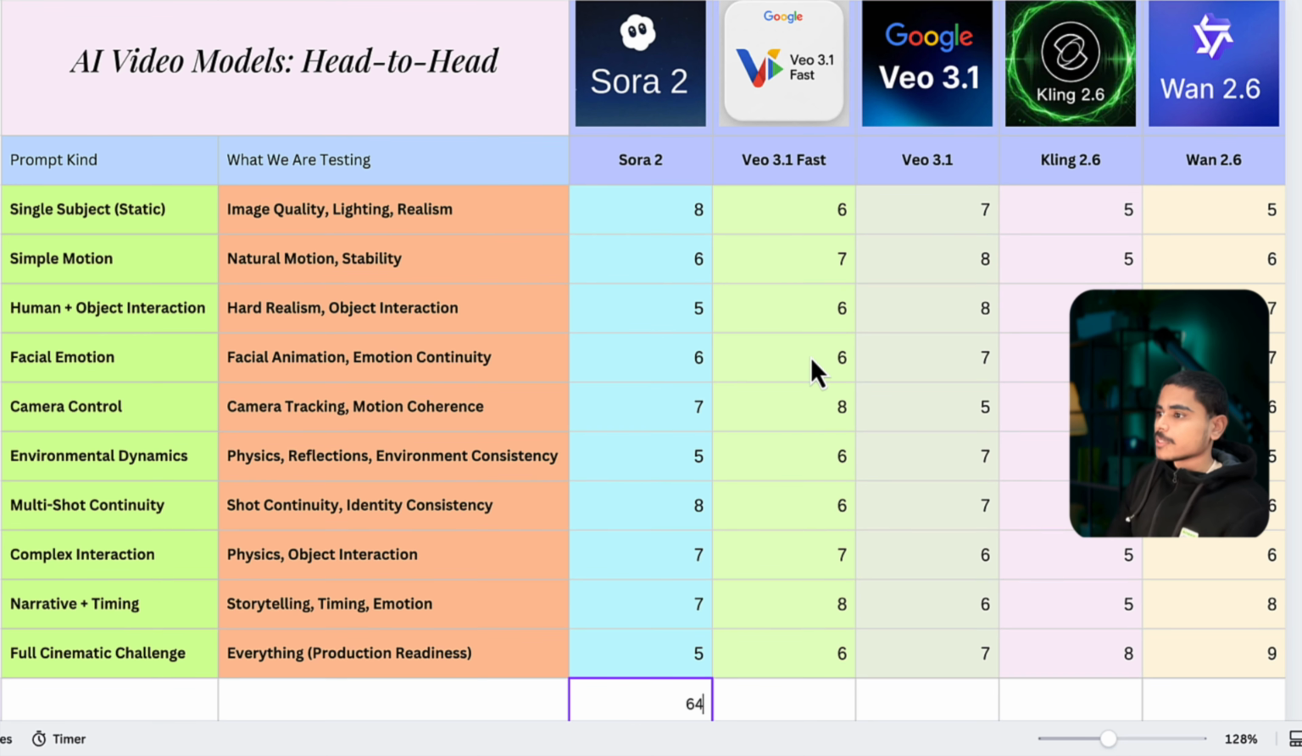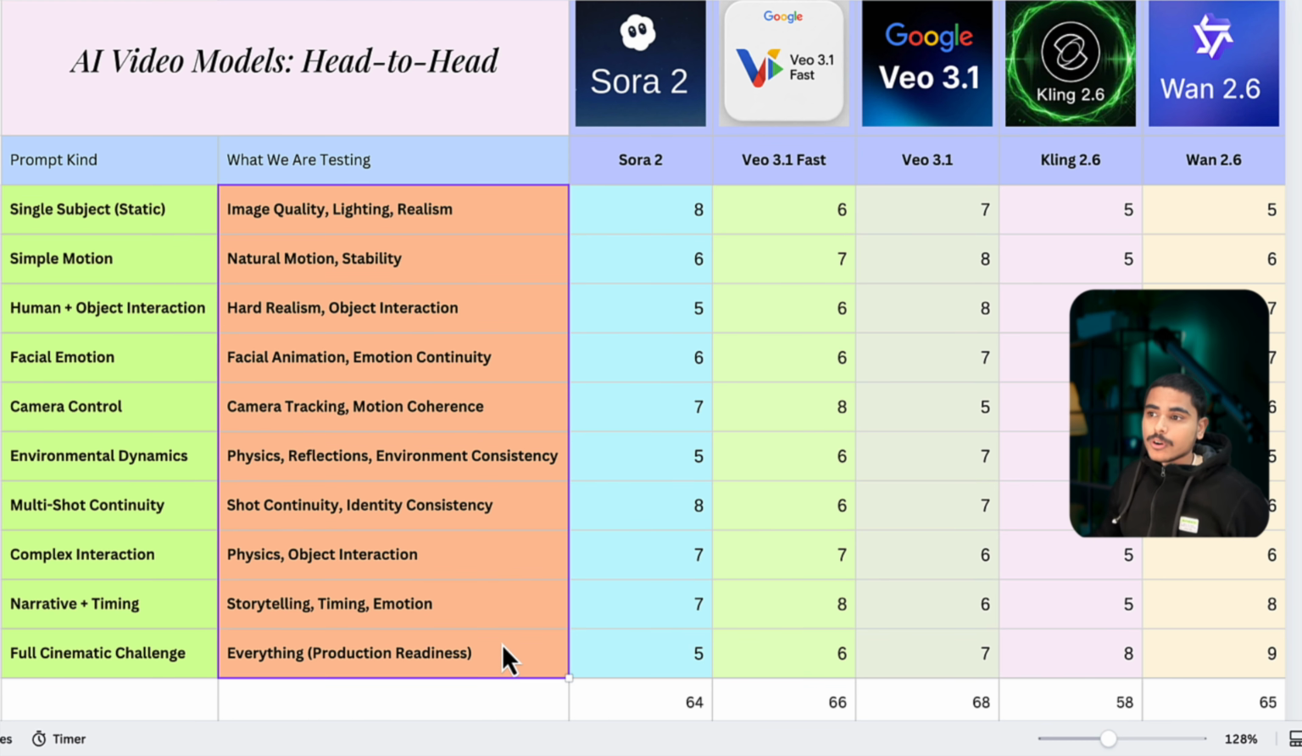The sum is coming up to be 64 for Sora, 66 for Veo fast, 68 for Veo 3.1, 58 for Kling, and 65 for Wan. So our winner is Veo 3.1, followed by Veo 3.1 fast, then Wan 2.6, then Sora, and then Kling. And based on what you actually want with the output, you can decide which model is best for you.